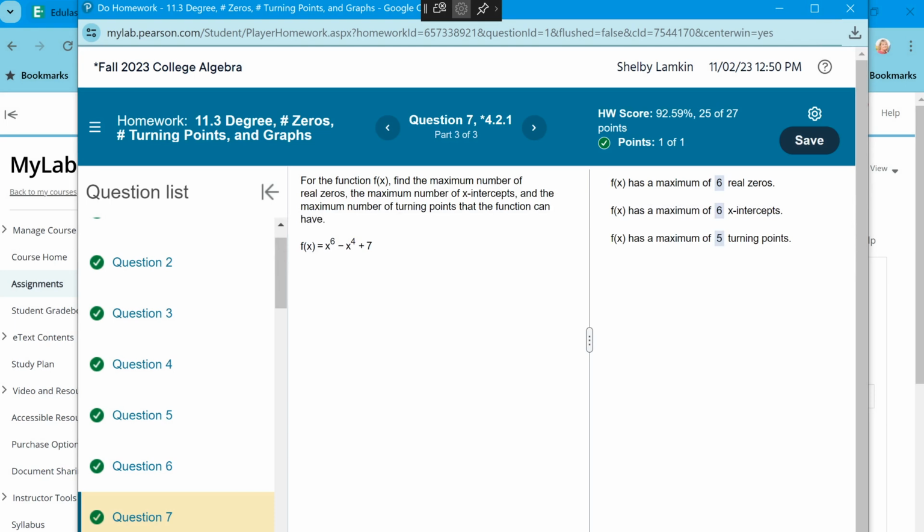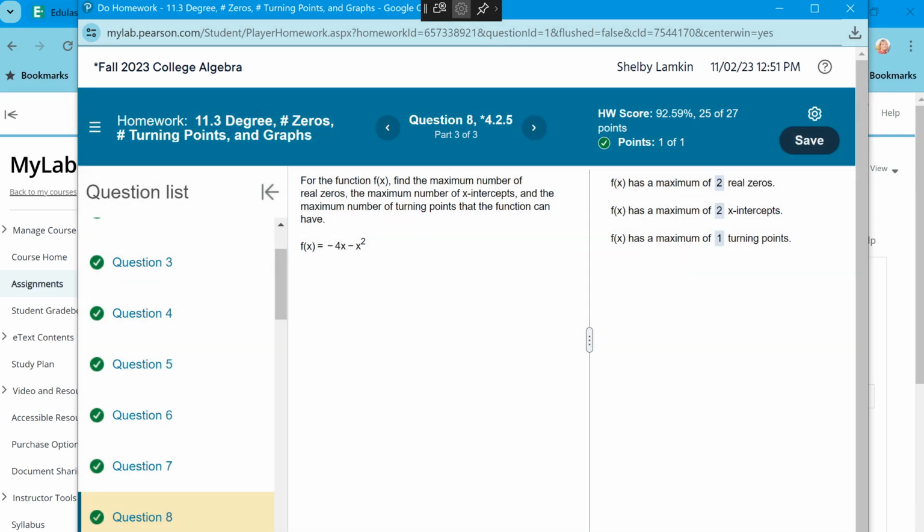For the function f of x, find the maximum number of real zeros, the maximum number of x-intercepts, and the maximum number of turning points that the function can have. It can have 6 real zeros because that's its highest power. It can have 6 x-intercepts. You have to take the highest power and subtract 1 from that to find the number of turning points. So this one only has 5 turning points.